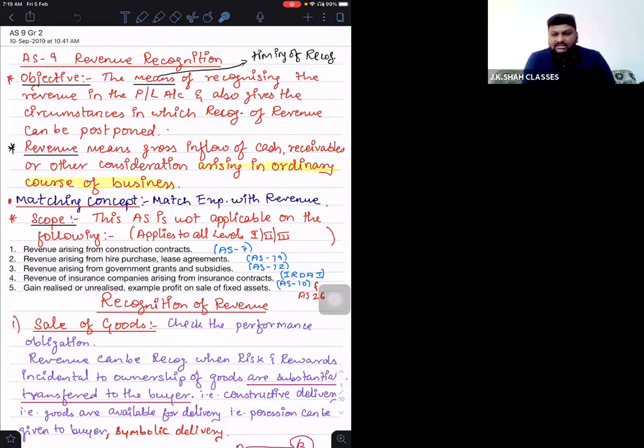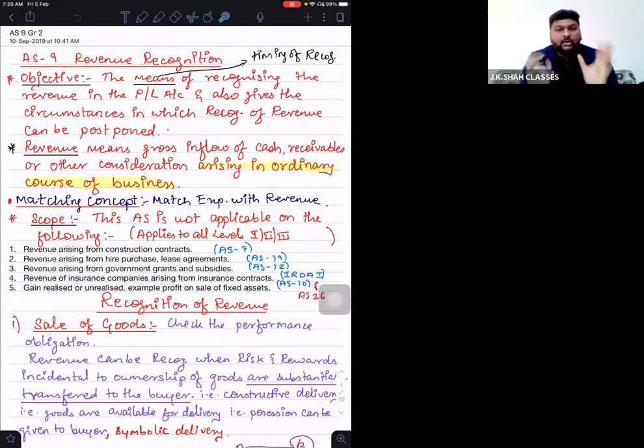And if it is a cash sale or a cash service provided, so it will be cash or bank account debit to the respective sale, that is to sale of goods or to sale of service or to professional fees, commission, whatever it is. So everybody knows how to recognize revenue.